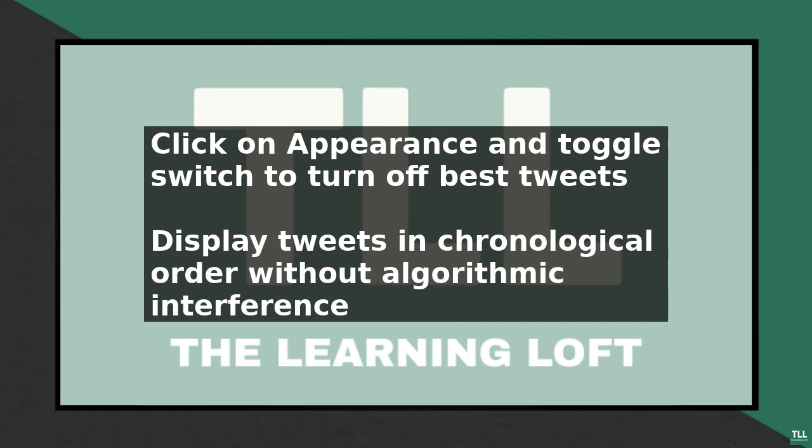If you are using the Twitter app on your mobile device, tap on the 3 horizontal lines on the top left corner of the screen. Then tap on Settings and Support, and select Settings. Next, tap on Appearance. Then toggle the switch next to Show the Best Tweets first to turn it off.